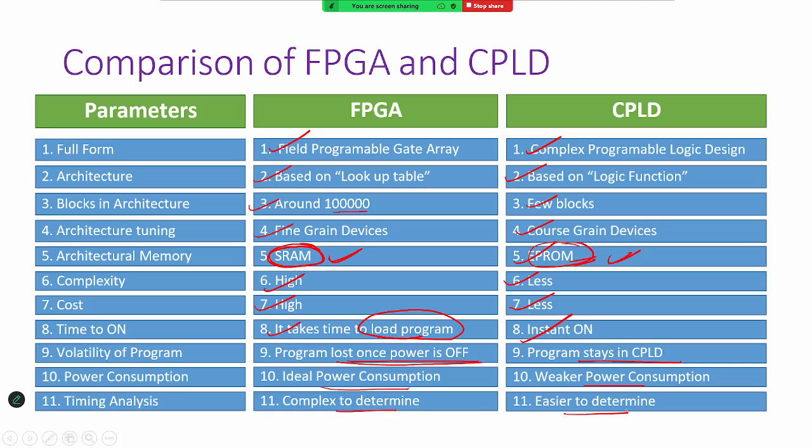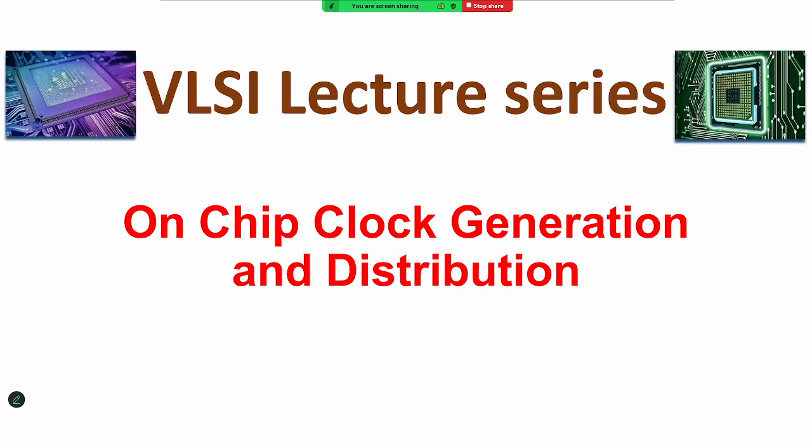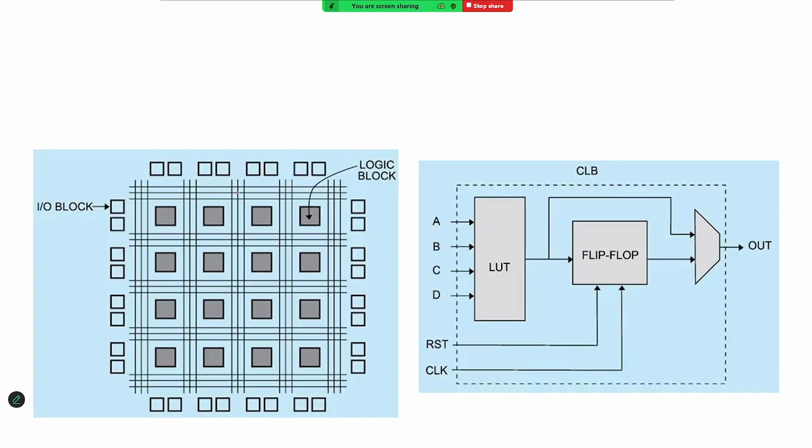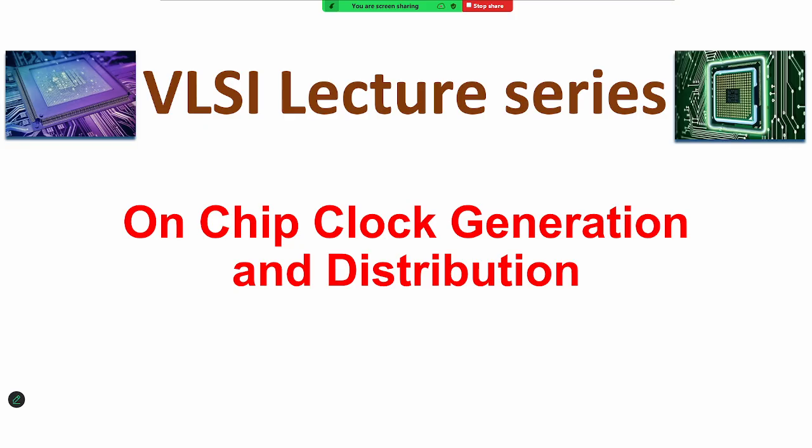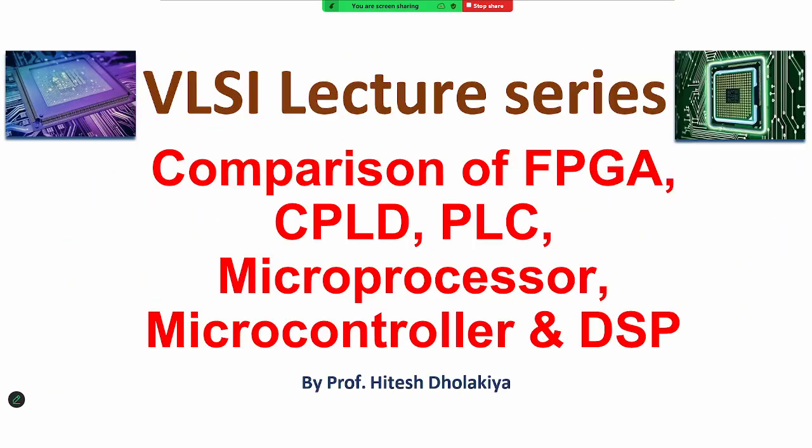This is about the comparison between FPGA and CPLD. Basically it consists of CLBs, which are nothing but configurable logic blocks. Basically we are using lookup tables and flip flops, and this is nothing but a mux. This is what we call a CLB. You have a lookup table, reset and clock are given to the flip flop, and the outputs are given to the mux. At a time, any one input is connected based on the selection line. So this is about FPGA and CPLD.